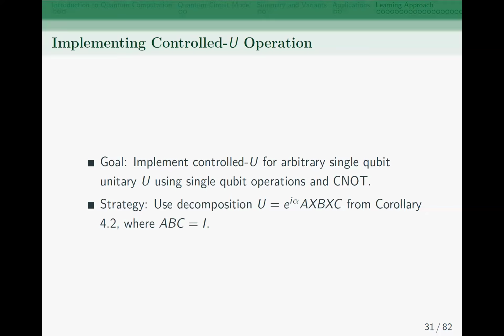Okay, so what this theorem says is that you don't need to implement controlled-U gates. You only need the CNOT gate plus arbitrary single qubit unitaries. Then with these two combinations, you can implement any controlled-U. So you know what this theorem says. We are interested in controlled-U, a special case of a two qubit unitary.